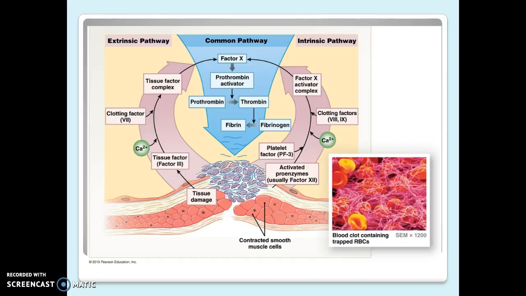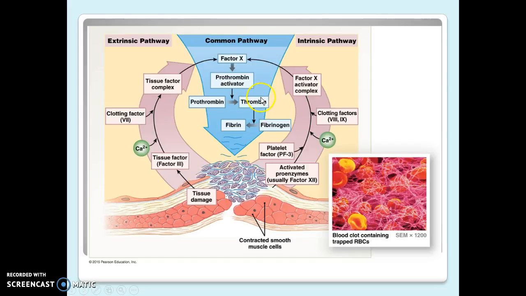Both the extrinsic and the intrinsic pathway are going to end up with factor 10 activation, and that's the beginning of the common pathway. So the common pathway is going to lead us to a blood clot formation. Factor 10, when it's activated, becomes prothrombin activator. In your bloodstream, you have the clotting factor prothrombin. It's a proenzyme, so you see that word pro in front of it. It means that right now it's not activated. This prothrombin activator is an enzyme that's going to convert prothrombin into thrombin. This is important. Thrombin now is an enzyme.